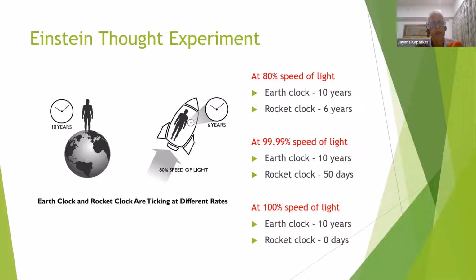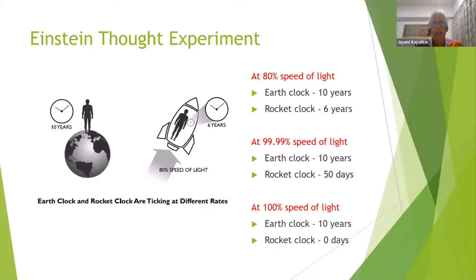So these are the very interesting concepts of the theory of relativity, which sometimes is not easy to grasp, but just understand that wherever there's motion, time slows down. The faster the motion, the more time slows down. And if you reach the speed of light, then the rocket clock doesn't move at all. He feels he has not moved at all. He has 0 days. He's saying he has not traveled, but your Earth clock will show 10 years when you're going at the speed of light.